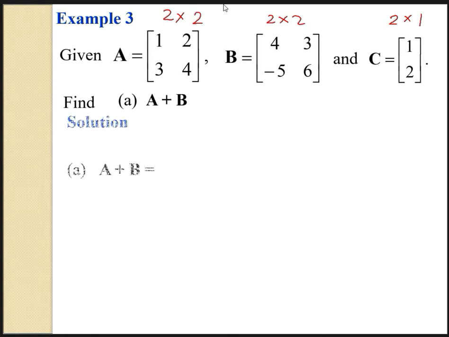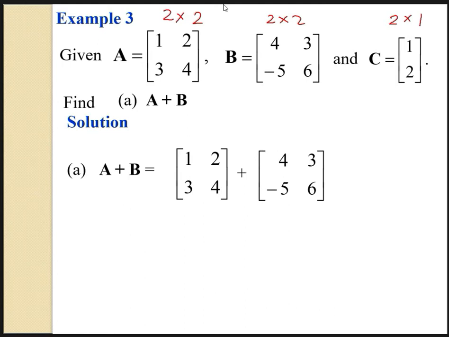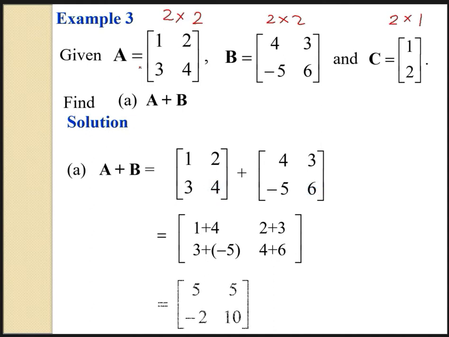To add these matrices, just put the matrices side by side with a plus sign in the middle, and then you add elements one by one according to their order. So 1 plus 4 will be in the first row and first column of the matrix. Next element, 2 plus 3 will be in the first row and second column. Next element 3 plus negative 5 will be in the second row and first column, and last element is 4 plus 6. It will be in the second row and second column. Just add those numbers up and you get your final answer.